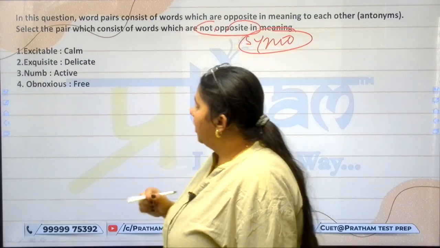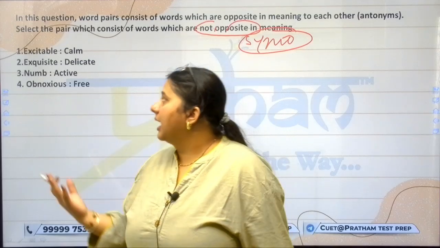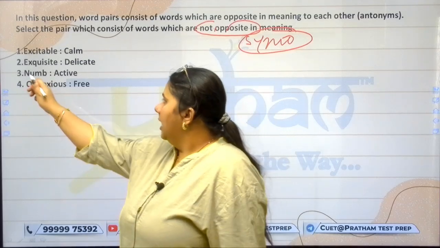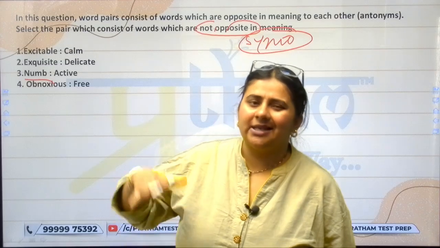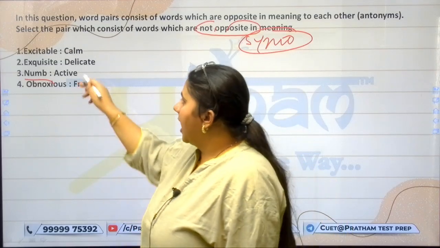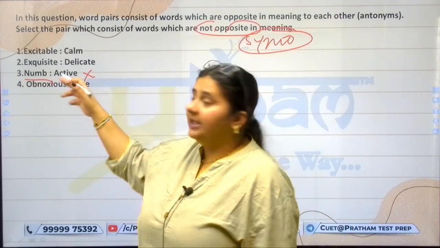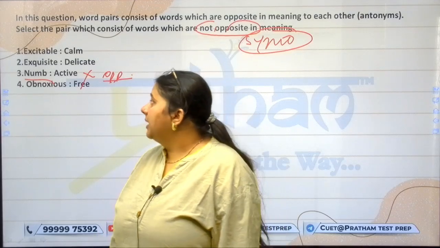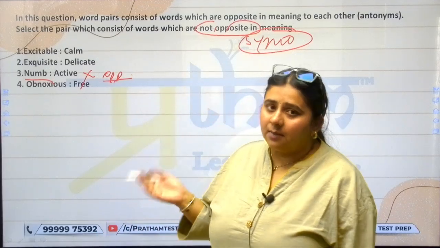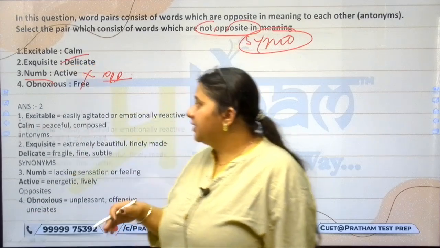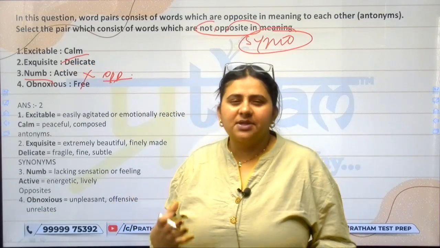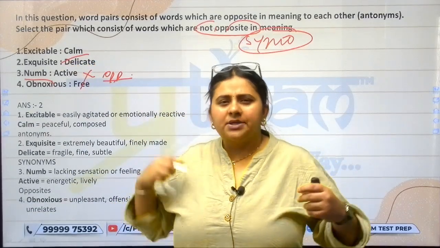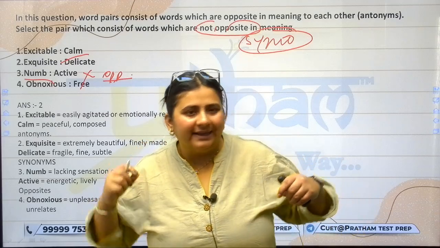Excitable and calm, exquisite and delight, numb and active, obnoxious and free. Numb is a person who's very lazy, lethargic, not moving much. Active, ye nahi hoga. Like they are opposite pairs. Now, similarly, excitable and calm. Calm is a very calm person. Excitable is a person who's very aggressive, a person you can poke very easily.